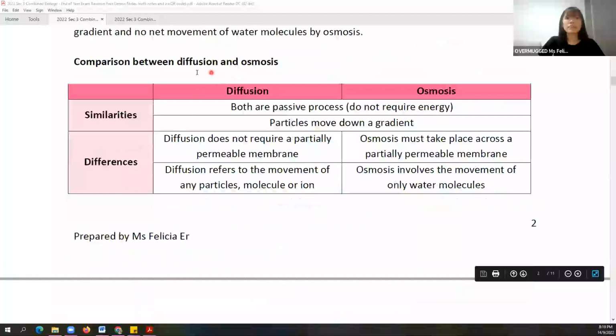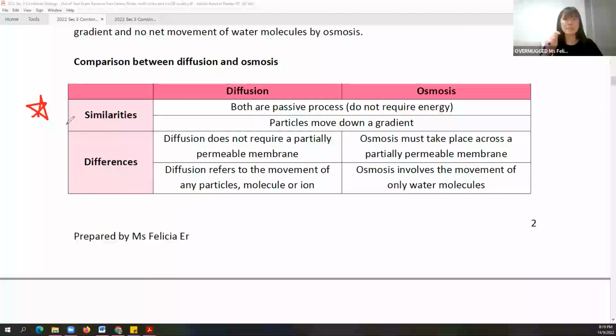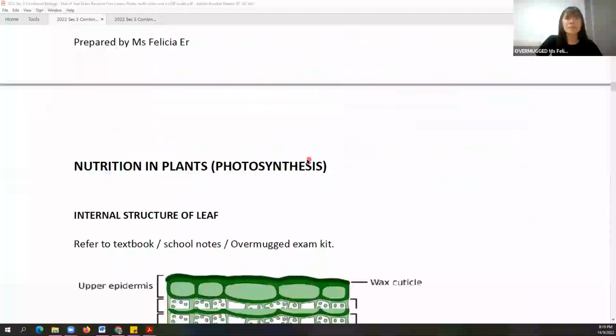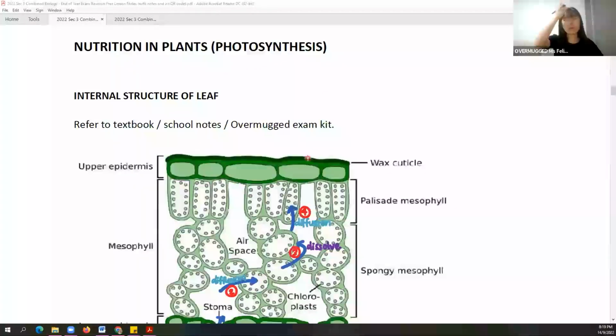Next, you need to know the similarities and differences between diffusion and osmosis. This one is very commonly tested, so please go and memorize it. I'm telling you what to study for your exam. Make sure that these parts that I say you must study, you study them, because they will highly likely come out. Moving on, you should have done putting in the star, right? Okay, so that's all for diffusion and osmosis.